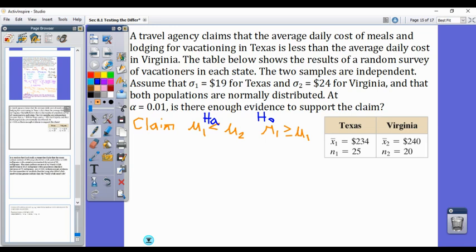Okay, so in this case, we are going to use the calculator to determine the p-value. The only other thing that I'm going to add to my chart here is that this is $19 and that this is $24. Okay, so I'm going to type out the calculator steps.